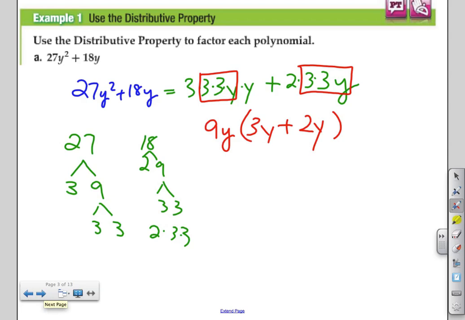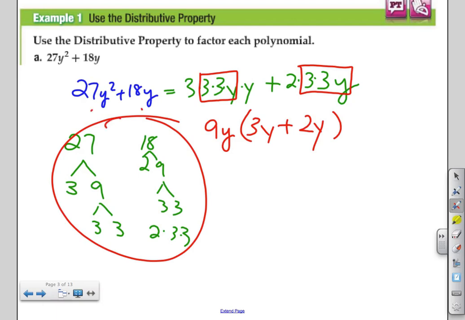Easy enough, guys? And will you have to do this? If you do, you may go ahead and do it out on the side. If you can look at 27 and 18 and think about the greatest common factor of those and do that in your head, then you may do that, and you may pull 9y straight out of there, okay? All right, let's look on and try something else here.